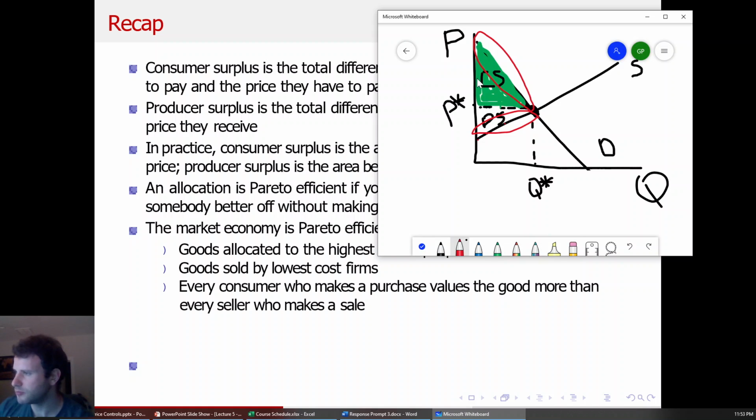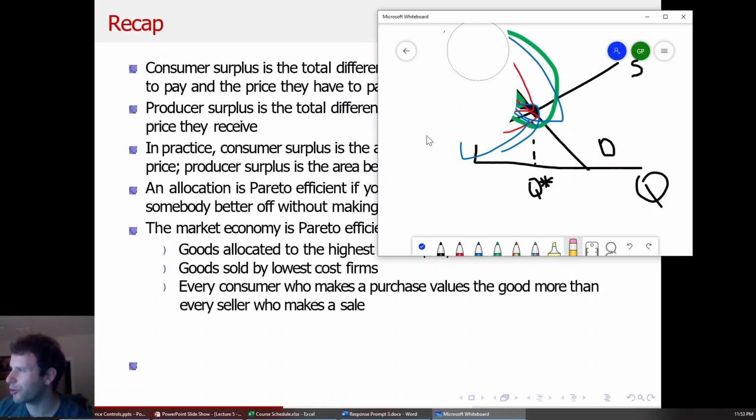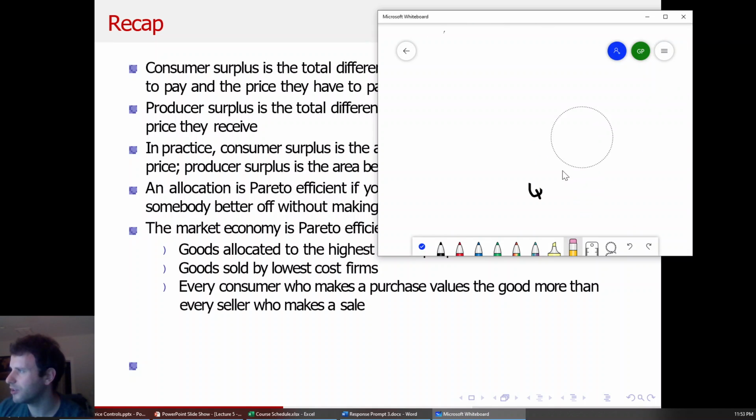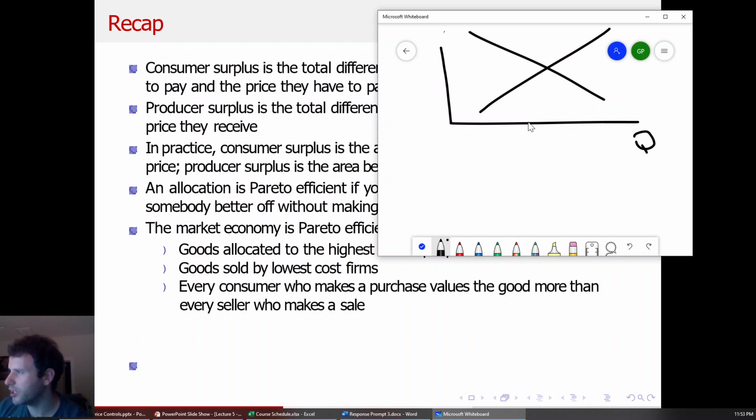Okay. So these are the consumers who make a purchase. These are the consumers who make a sale. And now it's gotten really gross, but you can see that these, I'm messing this graph up. Let me start over. Let's get this bad boy out. All right, so quantity, price, supply, demand. Okay.